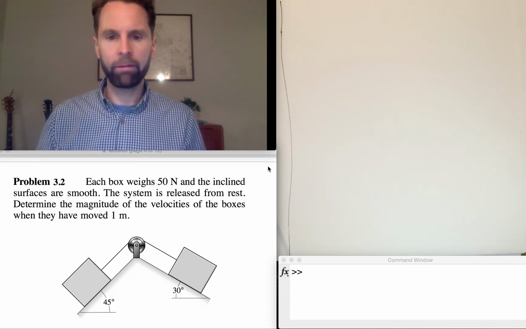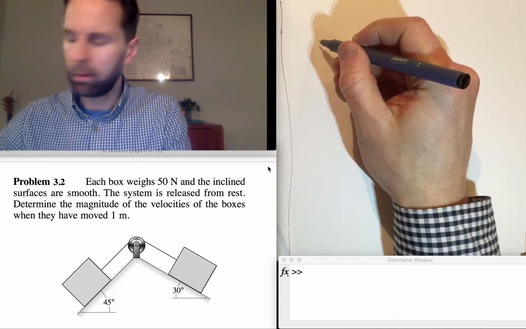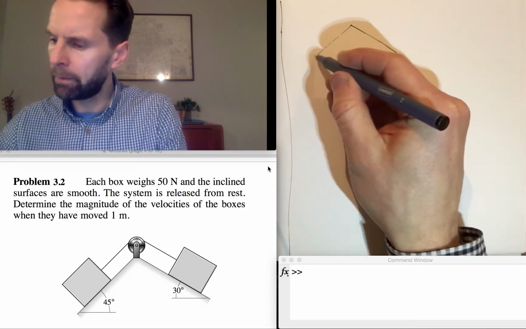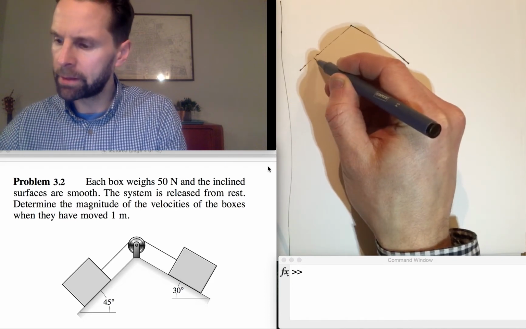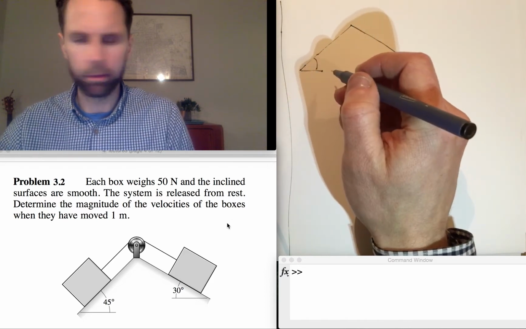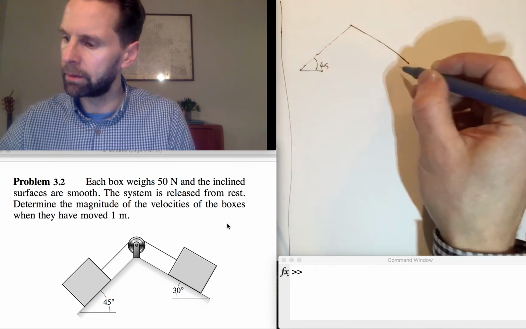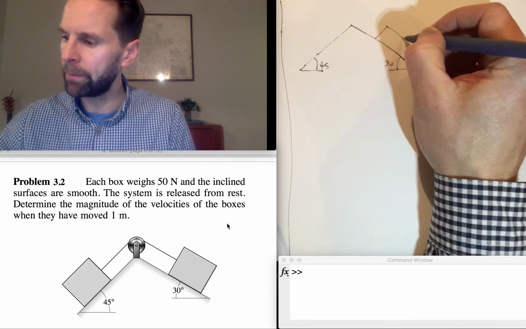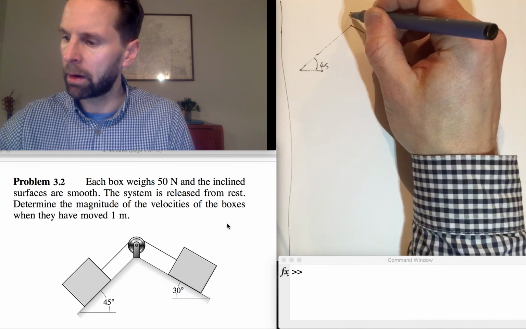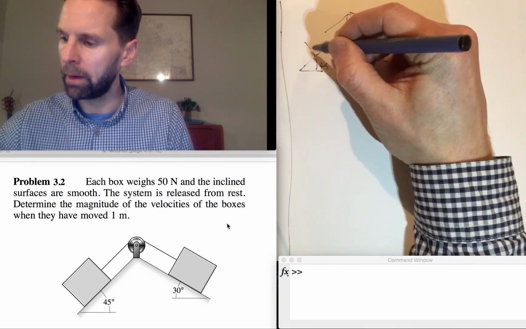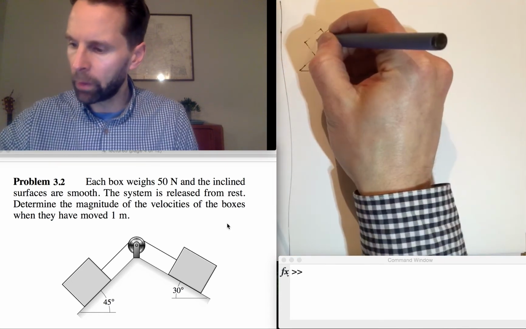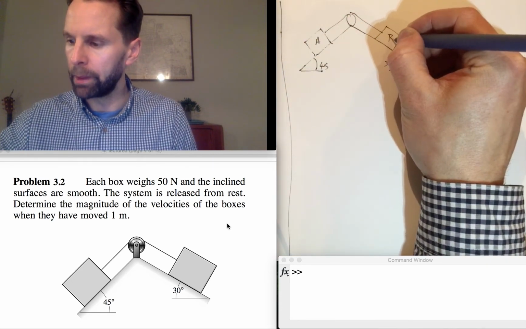And you have a wedge like that. Let's try a bit bigger. This is at, what does it say, 45 degrees, and this is at 30 degrees. And there are two blocks on it, and the blocks are connected by a cable. Let's call that one A, and let's call that one B.